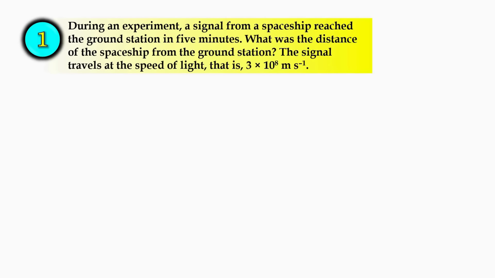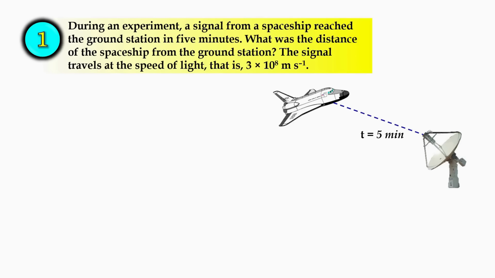Let us read and understand the problem carefully. During an experiment, a signal from a spaceship reached the ground station in 5 minutes. We are asked to find the distance of the spaceship from the ground station. The signal travels with the speed of light, which is 3 into 10 raised to the power 8 meters per second. Now, let us write the given data. The time taken by the signal is 5 minutes. We convert minutes into seconds. 5 minutes is equal to 5 multiplied by 60, which gives 300 seconds.